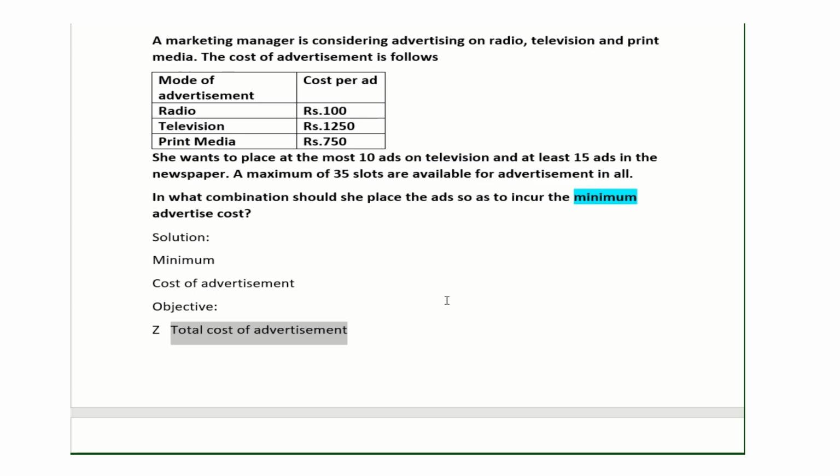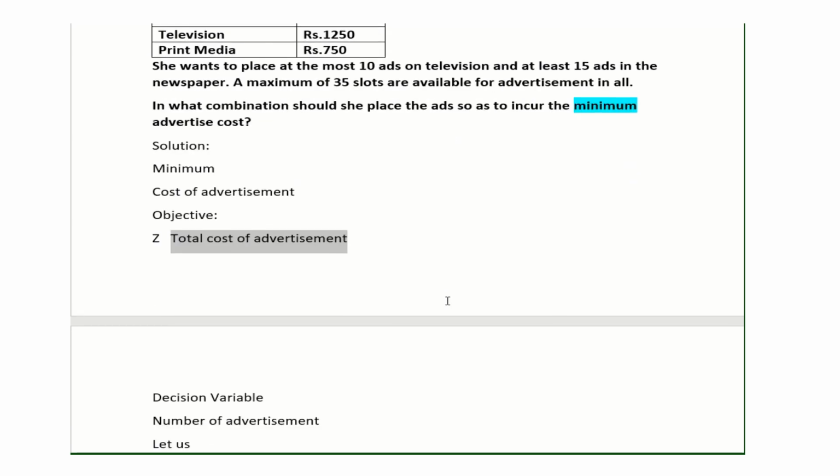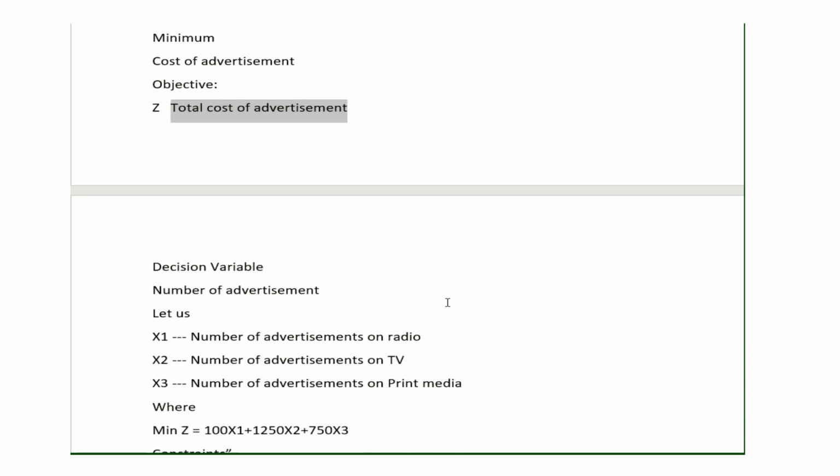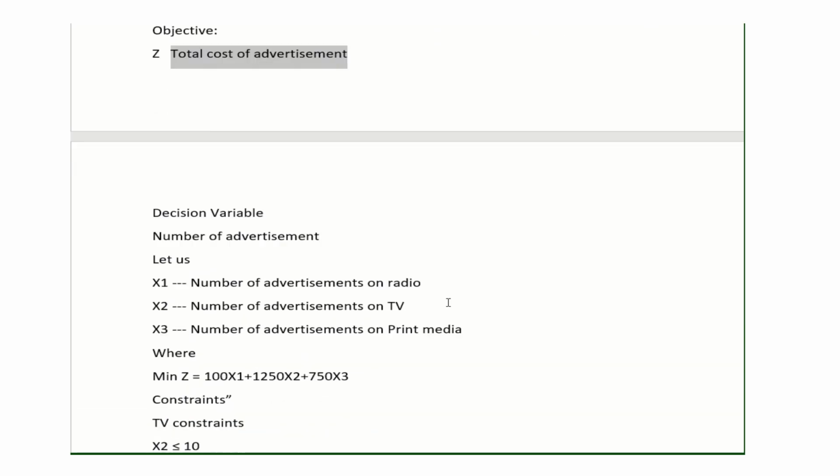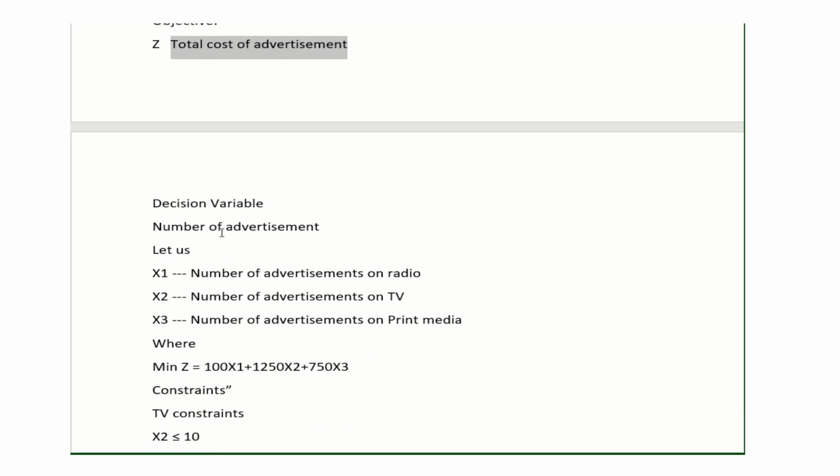So what are the variables available in the particular problem? We have three variables available in this particular problem. Let us assume, what is the decision variable? It's the number of advertisements. So x1 is the number of advertisements on radio, x2 is the number of advertisements on TV, and x3 is the number of advertisements on print media.